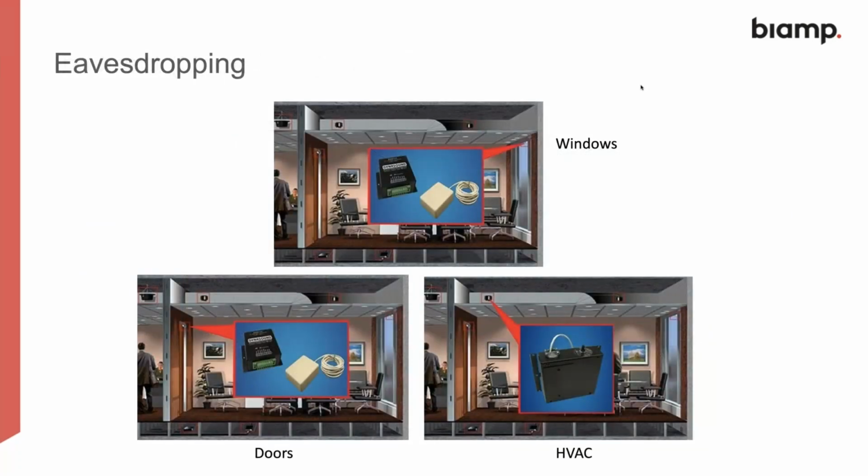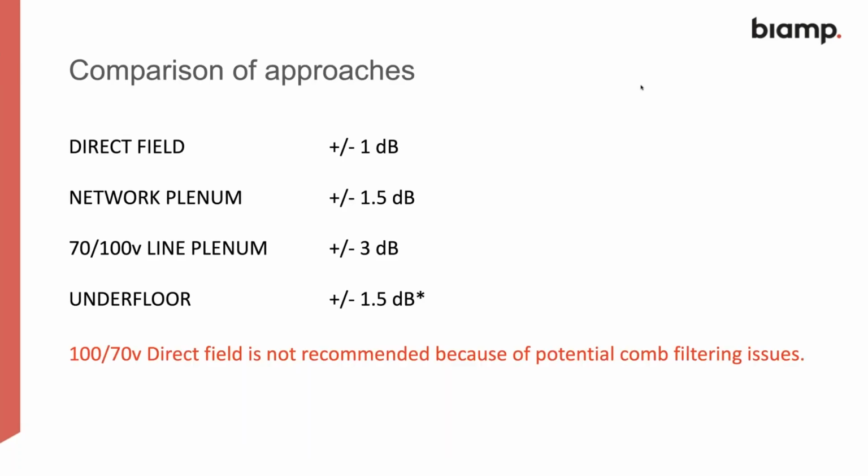The eavesdropping systems that I mentioned are very useful as well, especially when you want to avoid people listening in to conversations that are going on inside a room. And these are often used in military installations, government installations, or very sensitive areas. Just to give you an idea of the comparison of the accuracy that we can measure these to, the direct field system is by far the best possible system if you can possibly achieve this.